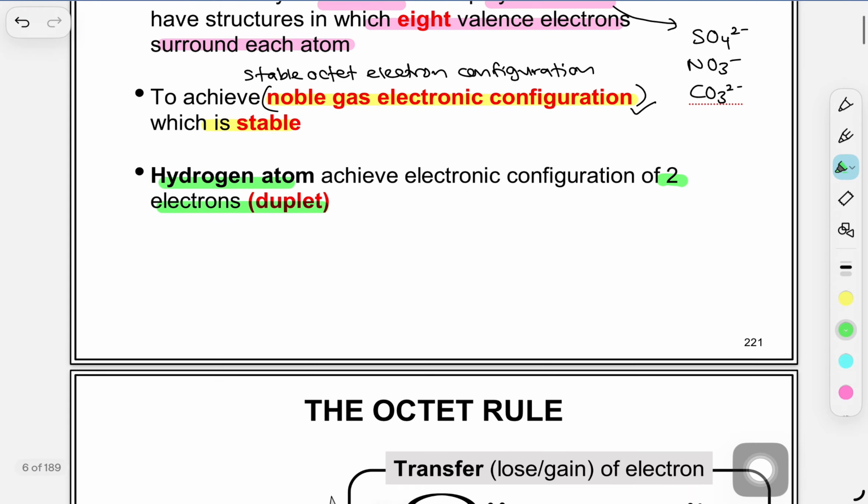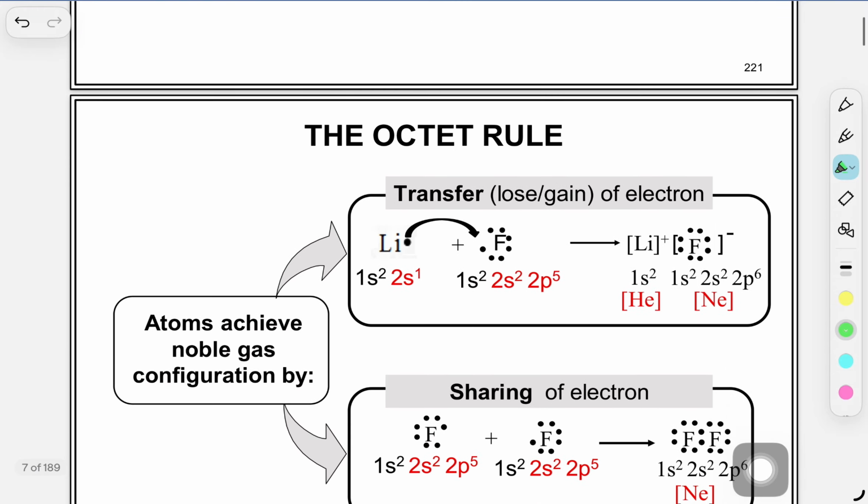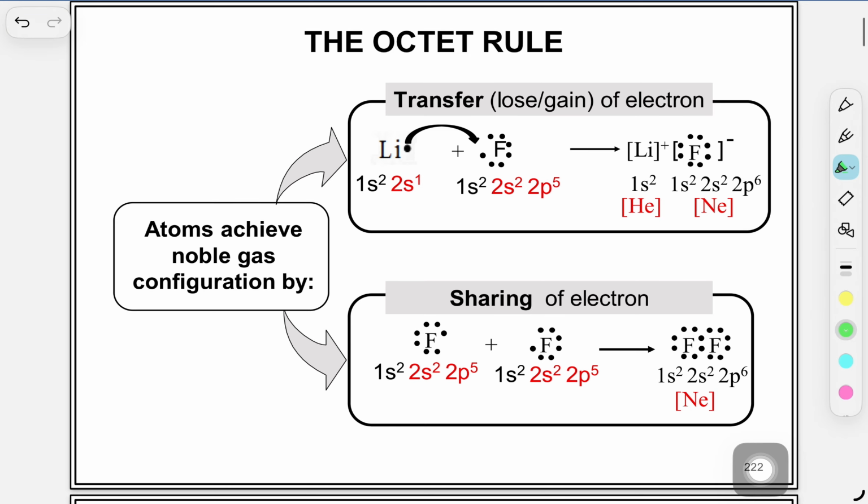Let's go on. So how can we achieve this octet rule? So we can achieve via 2 ways, which you have to know, by transfer and sharing. So transfer is going to result you in the formation of ionic compounds, and sharing is going to result you in covalent compounds.